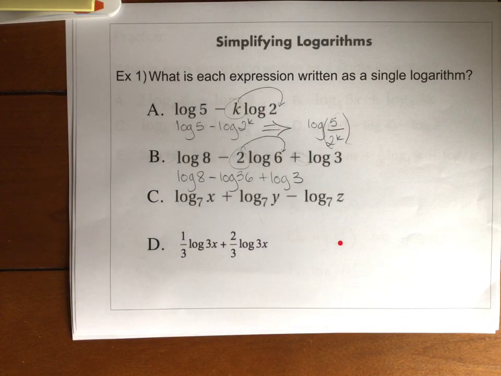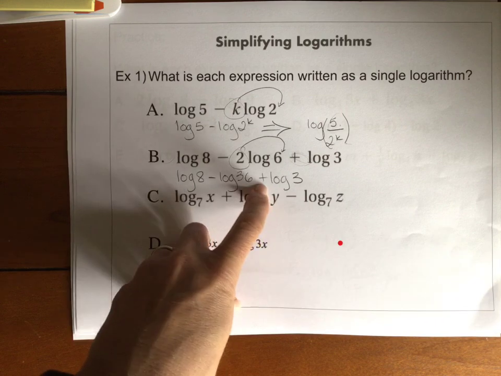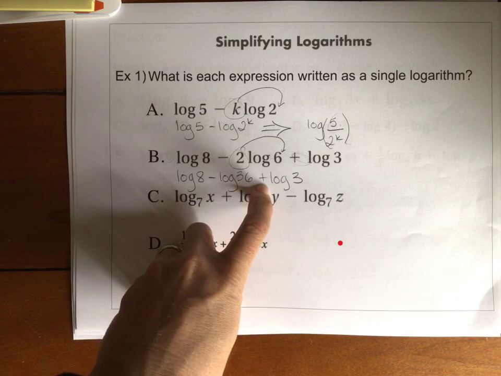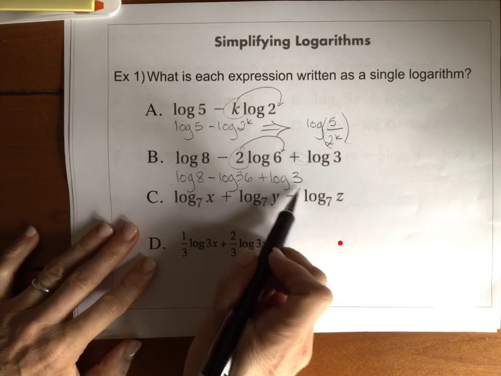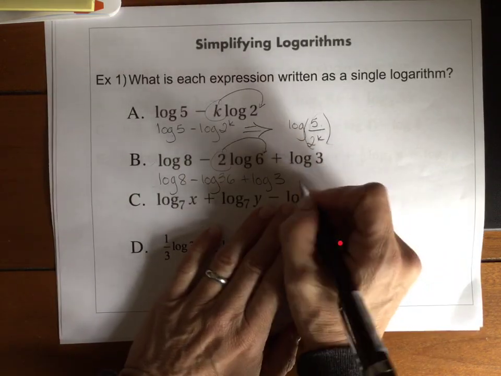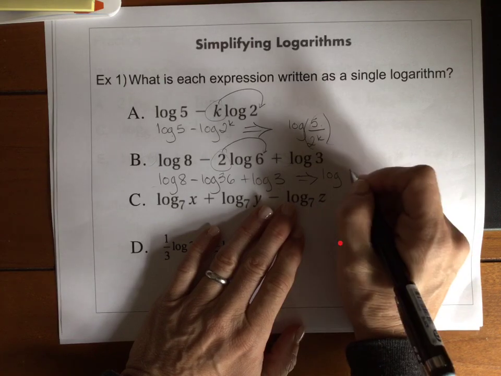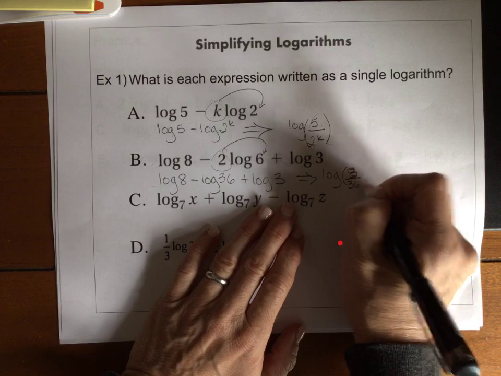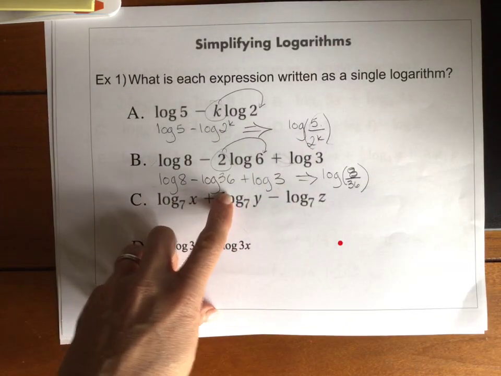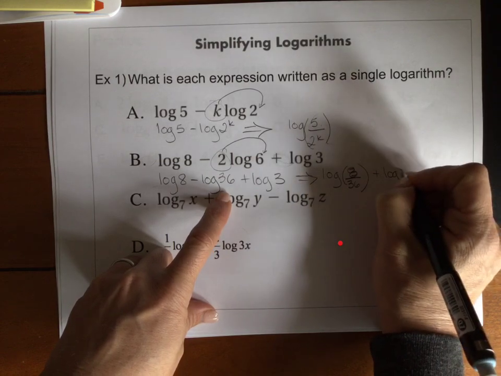So now if I look at all of this together, subtraction is division, but this is multiplication because it's addition. So what do I do here? Like, what's being multiplied, what's being divided? You just work from left to right. So first step is I'm going to have log of 8 divided by 36 because of subtraction, plus log 3.